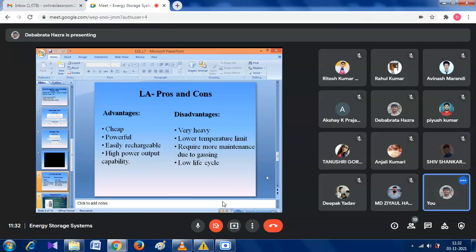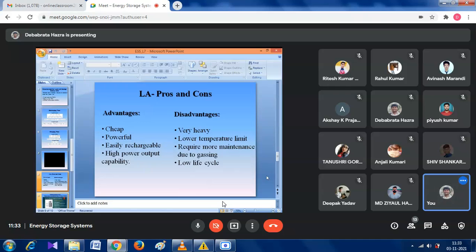It has some disadvantages also. Due to the liquid H2SO4 and the use of lead peroxide and lead, the weight of the lead acid battery is actually high. It has very heavy weight.